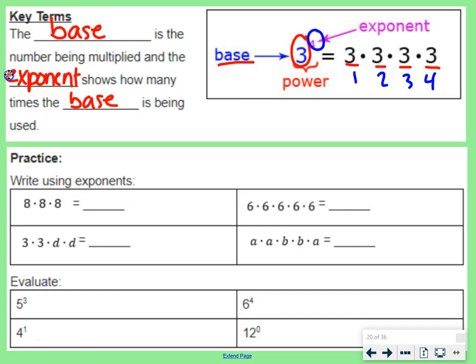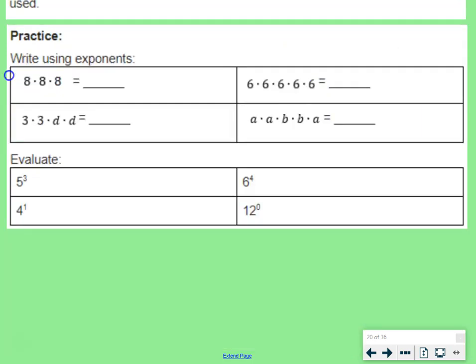Alright, so we have practice here. Write using exponents. So the number being multiplied is your base, it's your big number. And how many of them do we have? We have 3, so our exponent is going to be 3. So that's 8 to the 3rd power. Here, the base is that big number, which is 6. And we count out how many 6's we have. We have 5 6's, so it's 6 to the 5th power.